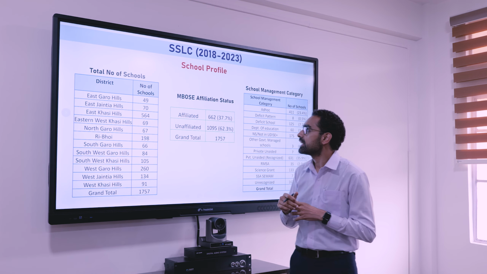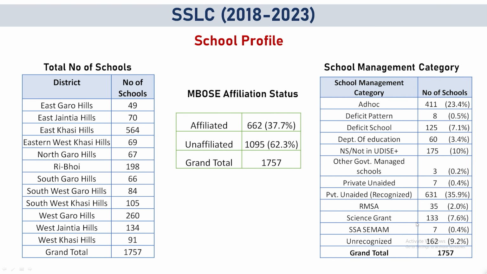the pass percentages. So the first thing is we need to understand the distribution of the schools across the districts. East Khasi Hills is predominantly having the maximum number, 564, as compared to others. The next big would be West Garo Hills, and then there are other districts. So in total we have 1757 schools which participate in this SSLC exam across the state.